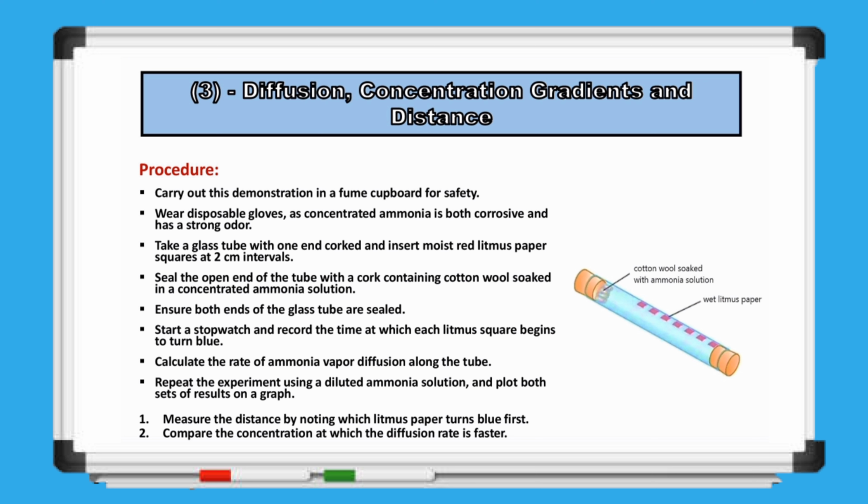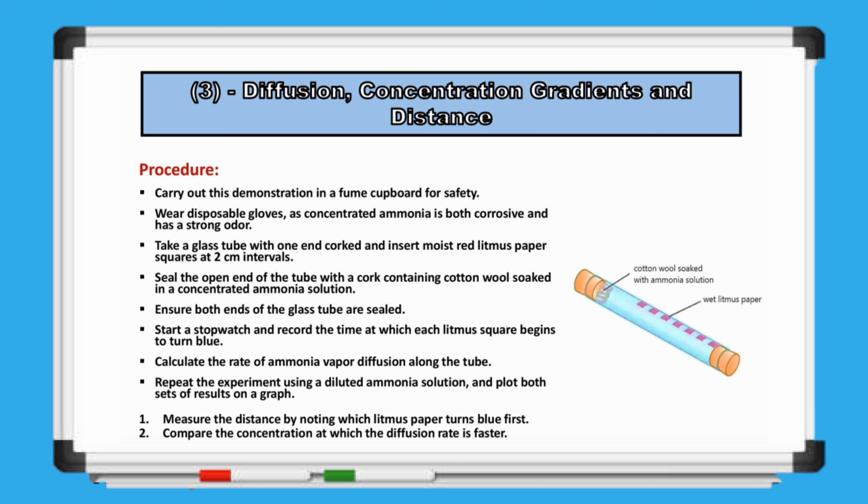The procedure starts by preparing a glass tube with one end corked. At regular intervals of 2 cm, place squares of moist red litmus paper inside the tube. Once the litmus papers are positioned, seal the open end of the tube with a cork containing cotton wool soaked in concentrated ammonia solution. It is important to make sure both ends of the tube are sealed tightly to prevent ammonia from escaping. Once everything is set up, start the stopwatch and monitor the litmus paper squares closely.